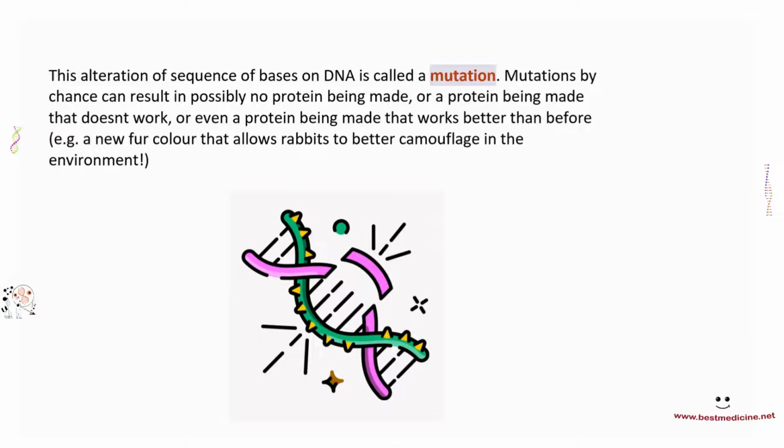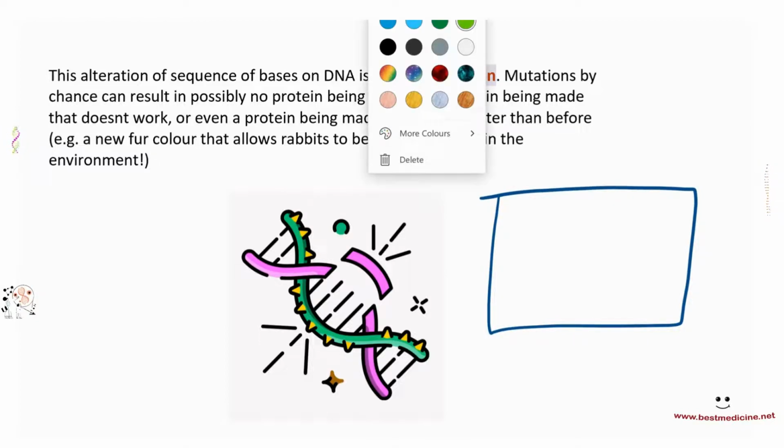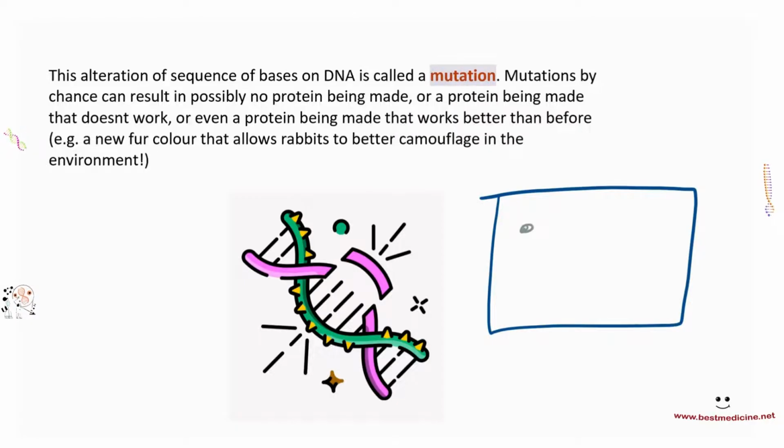For example, you have rabbits in a particular area. Let's draw an area here. Here's an area, and then you have rabbits that have fur, and this color is going to indicate white fur here. And this particular ground is brownish, okay?